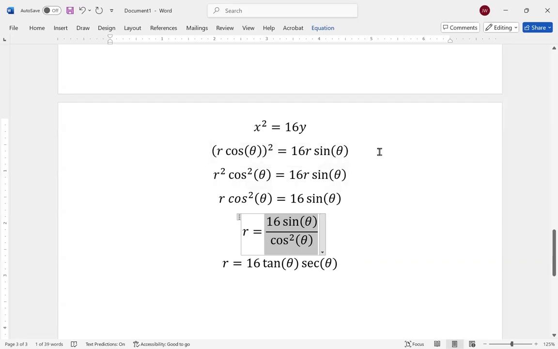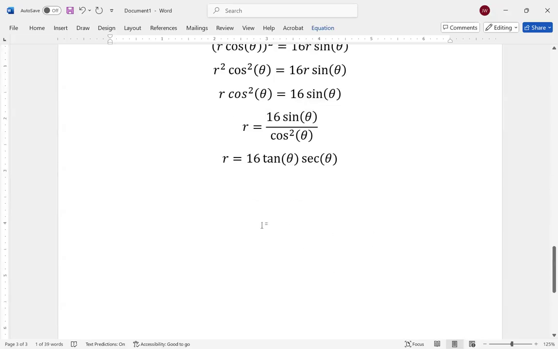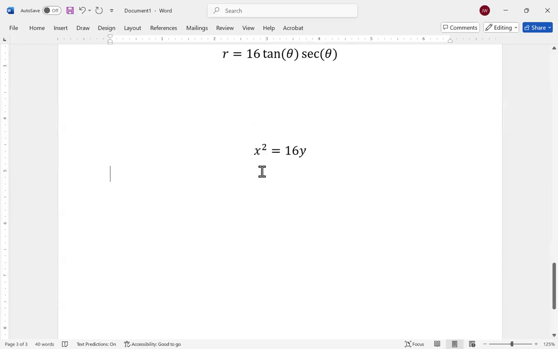Now, with all of these cases, many times you can actually approach the same problem in different ways. So I do want to just point that out. Here, I replaced the x with r cosine theta, the y with r sine theta, and then I solved like normal. Another way that you could have done this is you could have divided both sides by a single x to begin with.